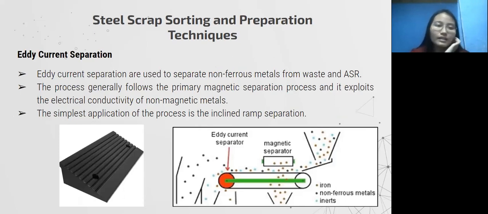The next equipment is eddy current separation. Eddy current separation is used to separate non-ferrous metals from waste and ASR. The process generally follows the primary magnetic separation process. It works by passing a magnetic current to the lead ring and using the repulsive force interacting between the magnetic field and the eddy current in the metal. The simplest application of the process is the inclined ramp operation. The process is shown below on the screen.